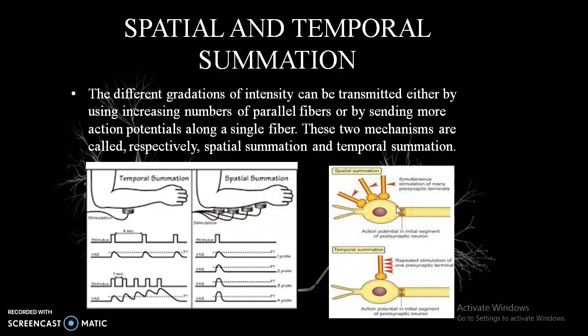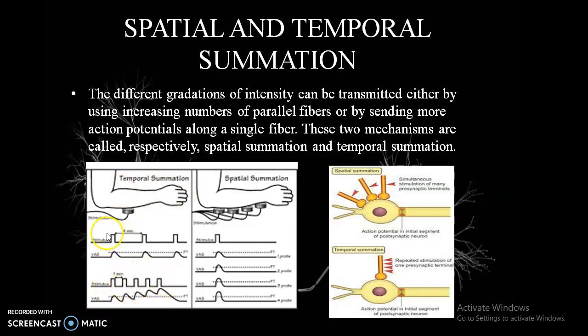On the other hand, you can see temporal summation. There is only a single fiber, but what is actually happening here? The signal strength in the case of temporal summation can be increased by increasing the frequency of nerve impulses in each fiber, and this is called temporal summation. As you can see here, there is an increase in the frequency.